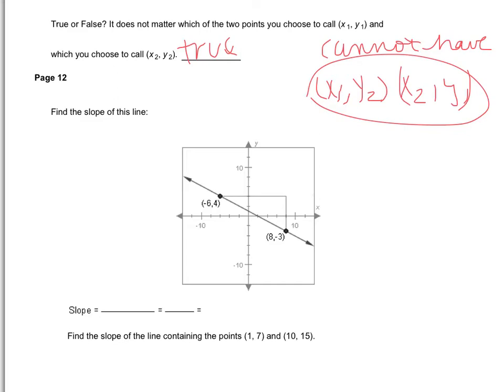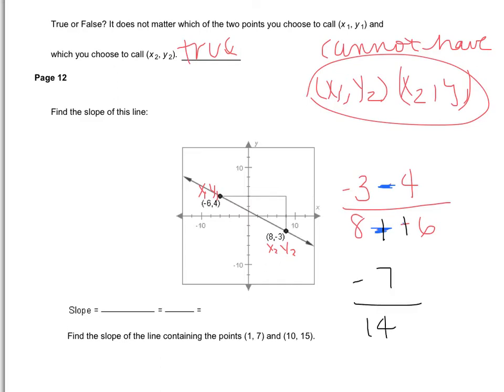If I wanted to find the slope of this line, I need to label my points (x1, y1) and (x2, y2). I'm going to subtract my x's, so I'm going to do negative 3 minus 4 divided by 8 minus negative 6. Notice there has to be the minus sign on top and on bottom, in addition to any negative signs you might have. When you have that minus negative on bottom, that becomes plus a positive. So negative 3 minus 4 is negative 7, 8 plus 6 is 14, and I can reduce negative 7 over 14 to negative 1/2.